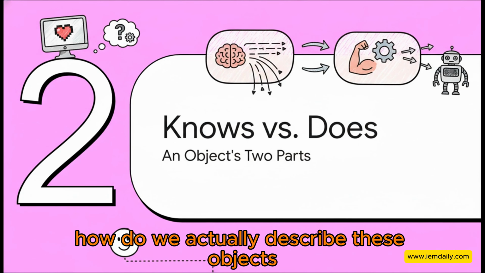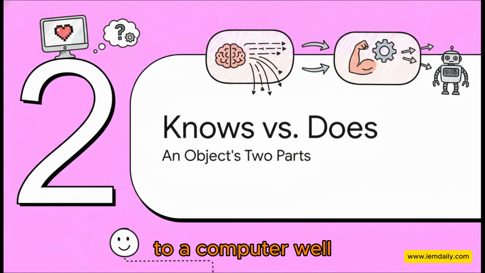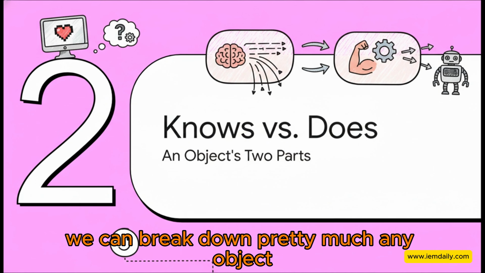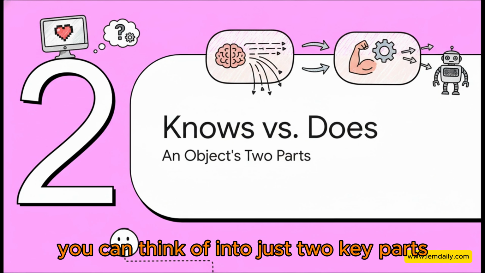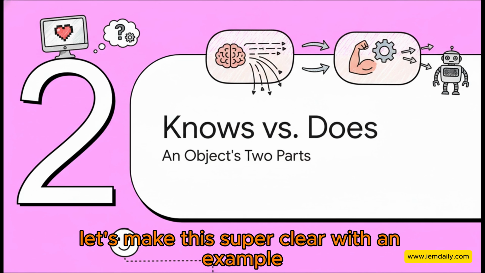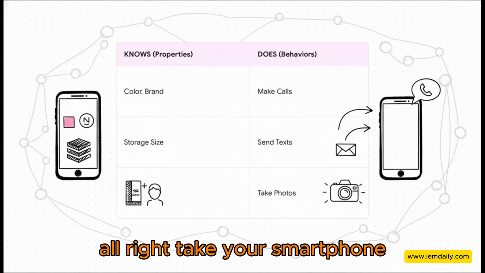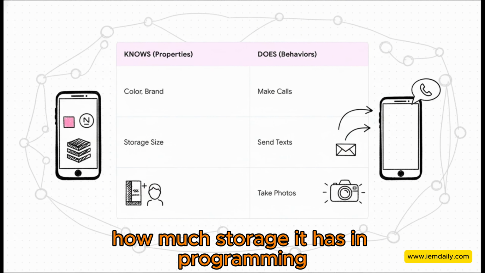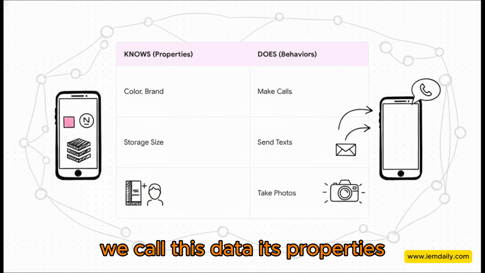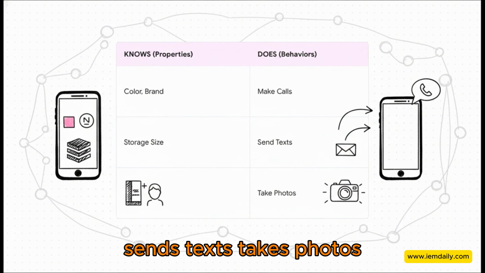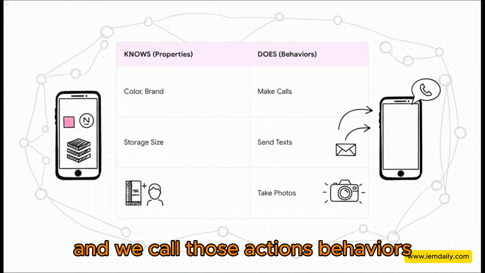Okay, so how do we actually describe these objects to a computer? Well, it's surprisingly simple. We can break down pretty much any object you can think of into just two key parts, what it knows and what it does. Let's make this super clear with an example. All right, take your smartphone. It knows things, right? It knows its color, its brand, how much storage it has. In programming, we call this data its properties. It also does things. It makes calls, sends texts, takes photos, and we call those actions behaviors.